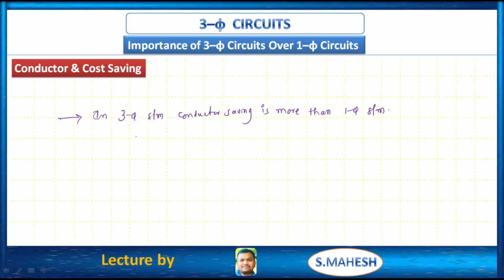Sorry, here we can write: in a single 3 phase system, conductor saving is more than in 3 single phase systems, right? Conductor saving implies what? Cost saving. That's it. Okay.